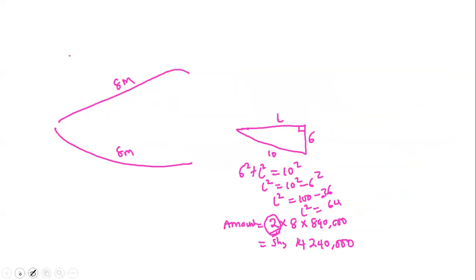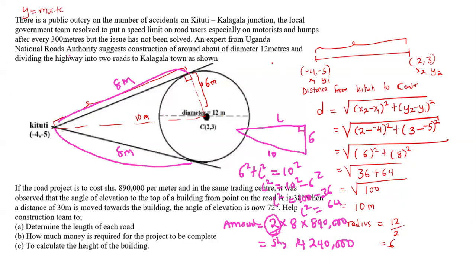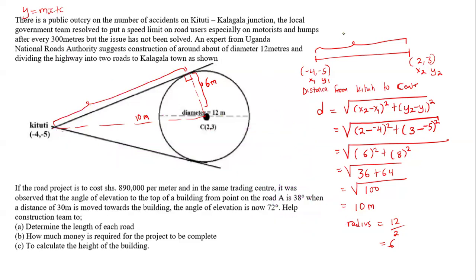Now the second part required us to use, so I want to first clear the screen. Now the second part asked us that it was observed that the angle of elevation to the top of the building from a point on the road A is 38. When a distance of 30 meters is moved towards the building, the angle of elevation is 72. Help the construction team to calculate the height of the building.